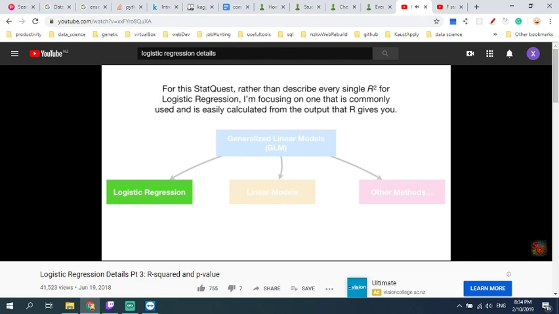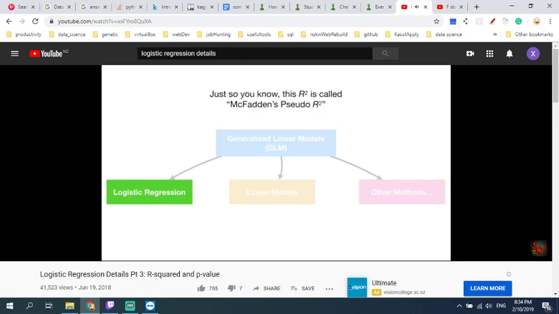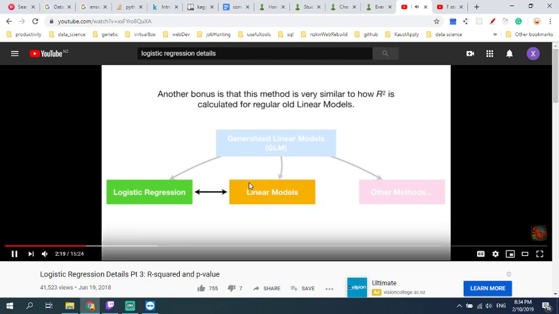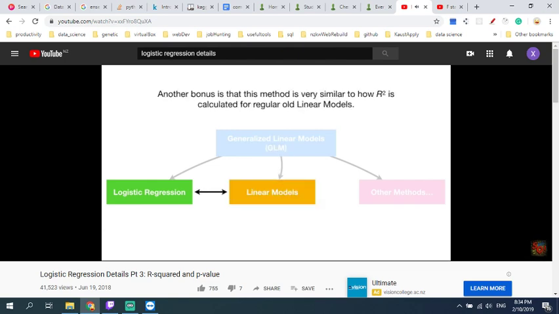For this StatQuest, rather than describe every single R squared for logistic regression, I'm focusing on one that is commonly used and is easily calculated from the output that R gives you. Just so you know, this R squared is called McFadden's. This method is very similar to how R squared is calculated for regular old linear models.